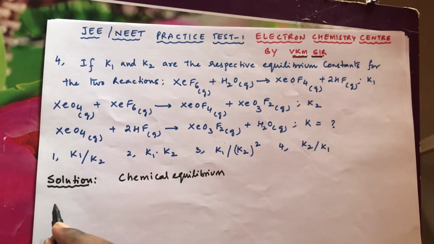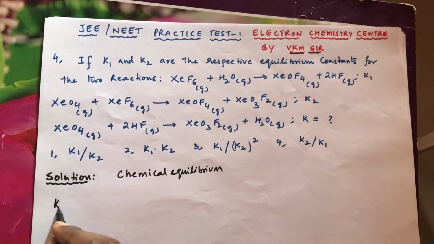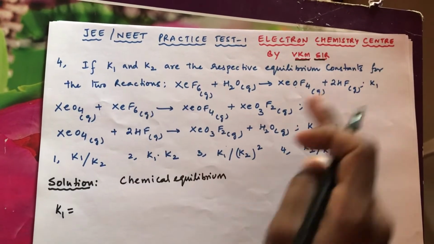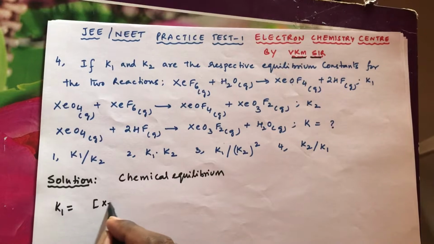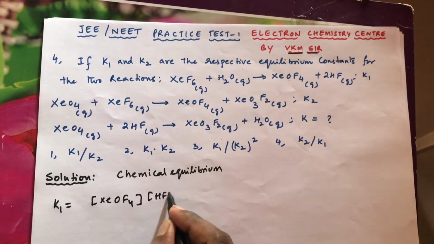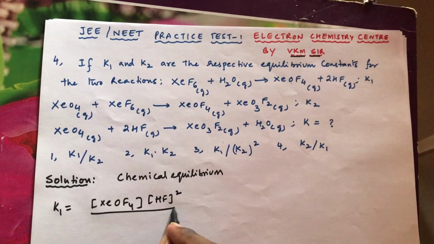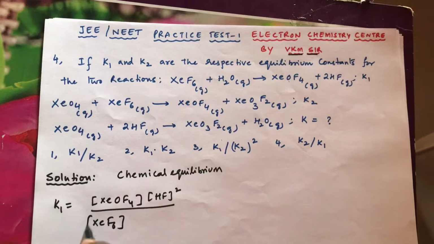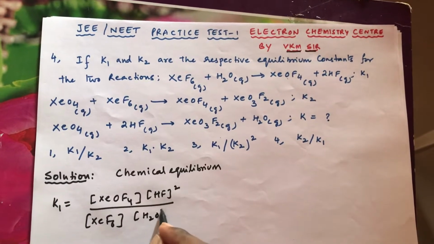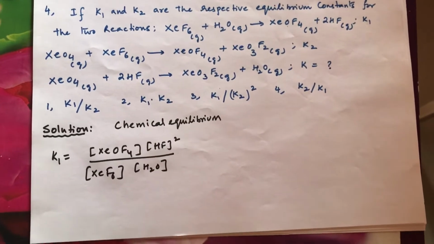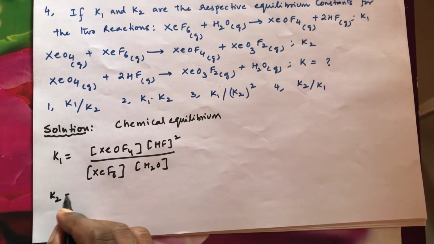First try to give the K1 expression for this reaction. If you just check it, I will write the XeOF4 concentration, HF whole square, upon the reactant concentration, that is XeF6 concentration into H2O concentration. Yes or no? Now similarly, try to write down the K2.